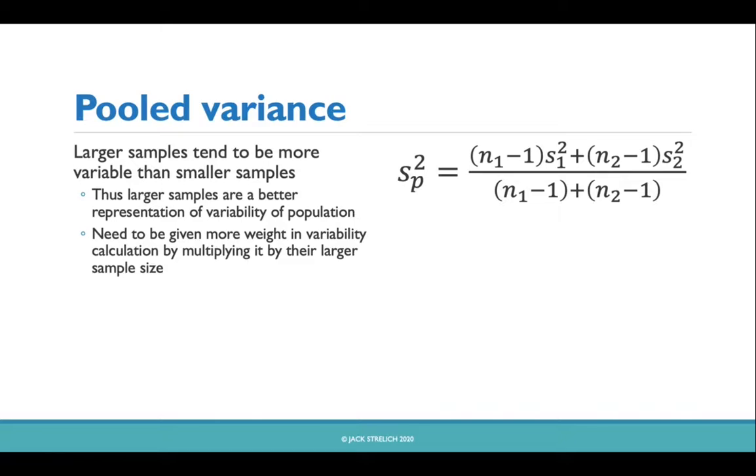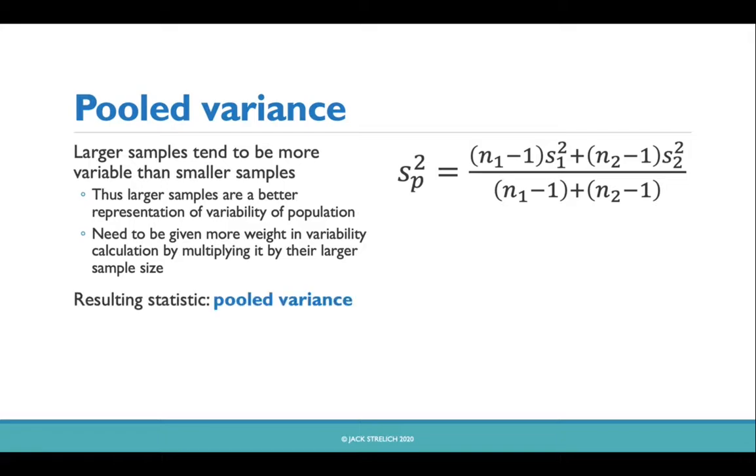So if you look at the equation, you can see that in the numerator, we multiply n1, the sample size for sample 1, minus 1, times the variance for sample 1, and add that to the size of sample 2, minus 1, times the variance of sample 2. We then divide this by the degrees of freedom, n1 minus 1 plus n2 minus 1, which simplifies to n1 plus n2 minus 2.